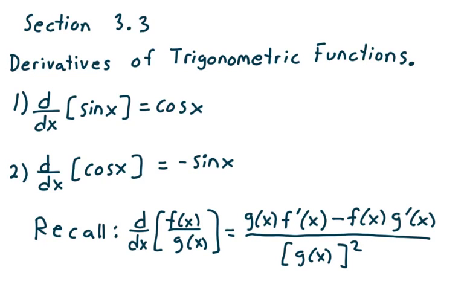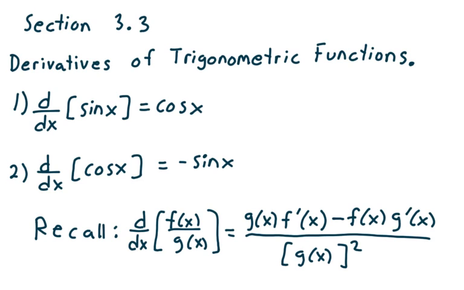This is a video for section 3.3. We're going to look at derivatives of trigonometric functions. Number one, the derivative of sine x with respect to x is cosine x. Number two, the derivative of cosine x with respect to x is negative sine x.